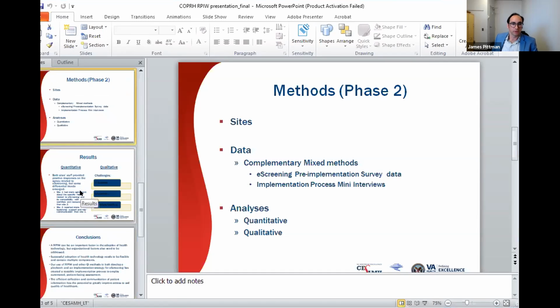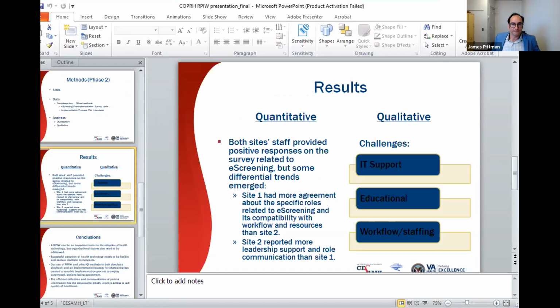Ultimately, the results that we found were that both sites were able to implement e-screening. Site 1, which notably didn't actually go through the RPIW process.